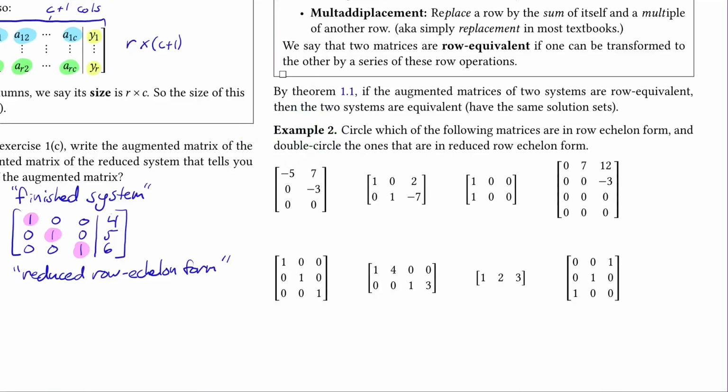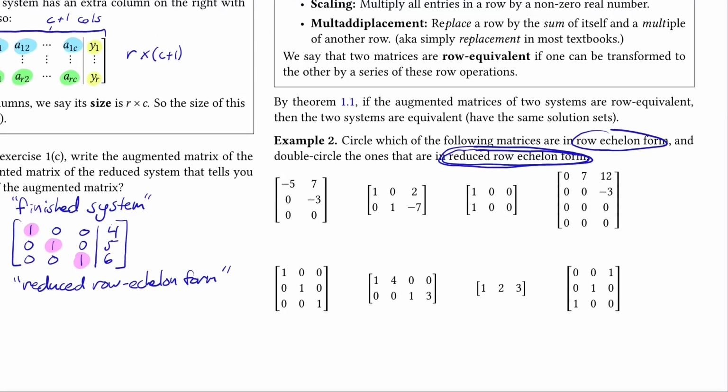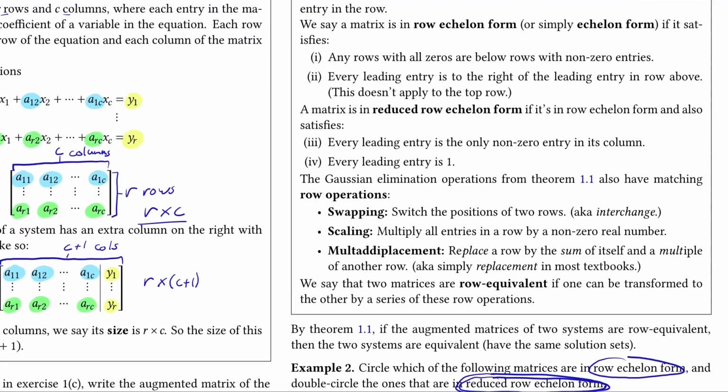So let's look at example 2. Circle which of the following matrices are in row echelon form, and double circle the ones that are in reduced row echelon form. Okay, so let's look at this first one in the top left. We do have a row of zeros, and is that row of zeros on the bottom below everything else? Yes, so it meets condition 1.